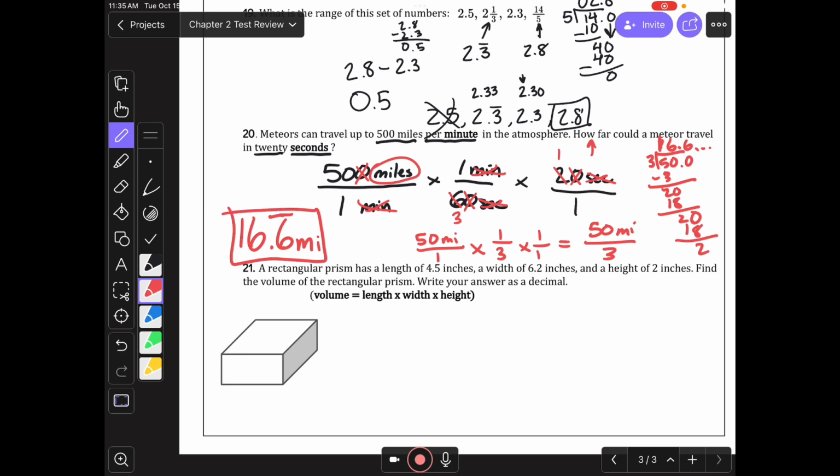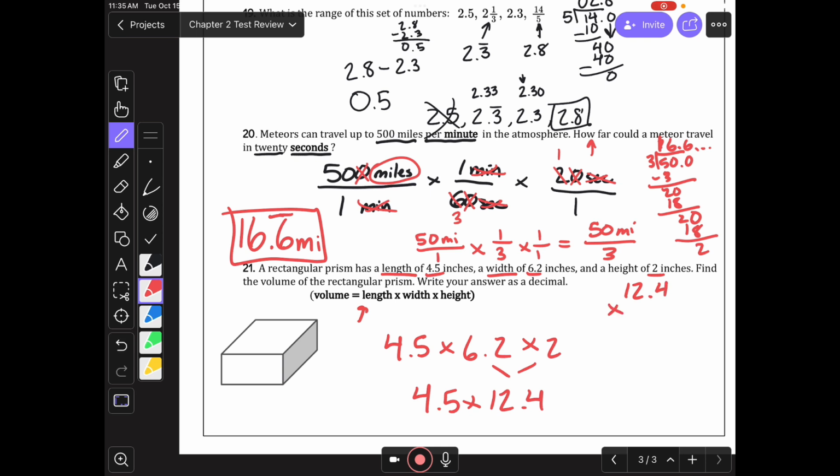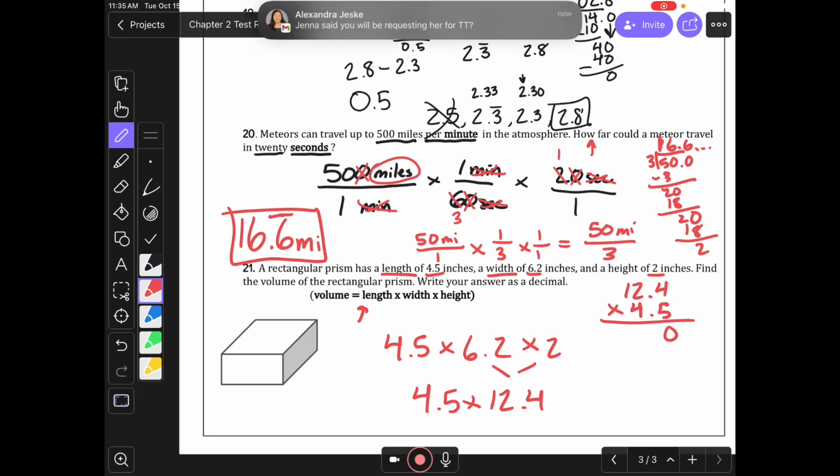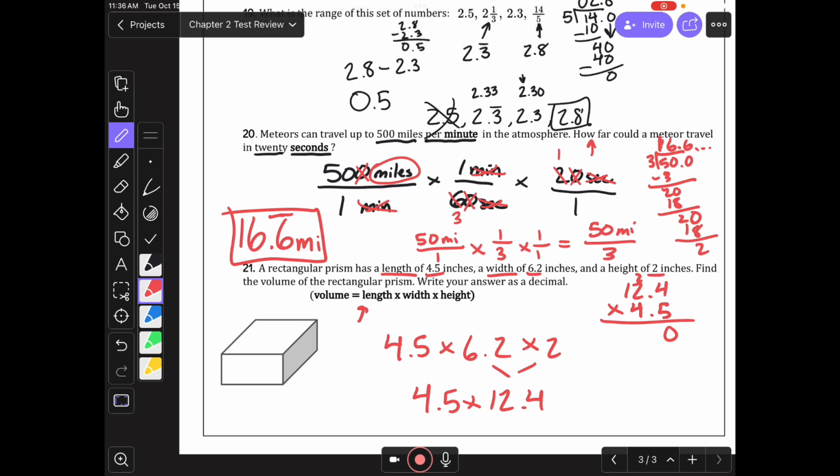Lastly, I am trying to find the volume of a rectangular prism. The volume equation is right here, so I just got to match each part. 4.5 was the length. The width was 6.2. The height was 2. Multiplying these two together, you should get 12.4. Finally, when we multiply these two together, I get 20, which would be, that would be 12, and this would be 6.